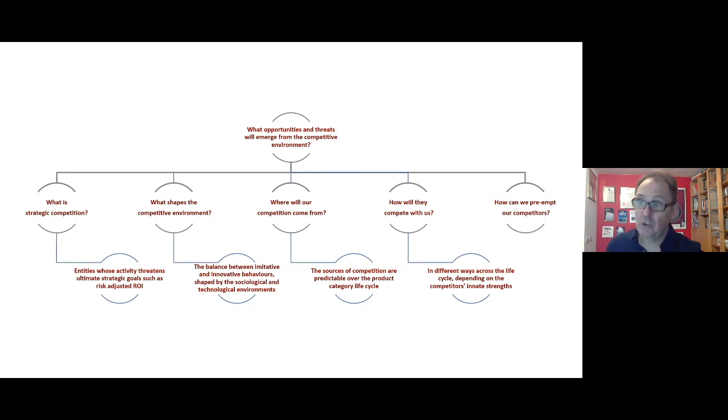So now we're in a position to answer that fourth question. We know that the direction of strategic competition will change over the course of the life cycle. And we know that different strategic competitors will compete in different ways based on their strengths. So we can anticipate how threats to our strategic goals are going to change. And that allows us to proactively address the competitive threats rather than simply wait for them to happen and then react.